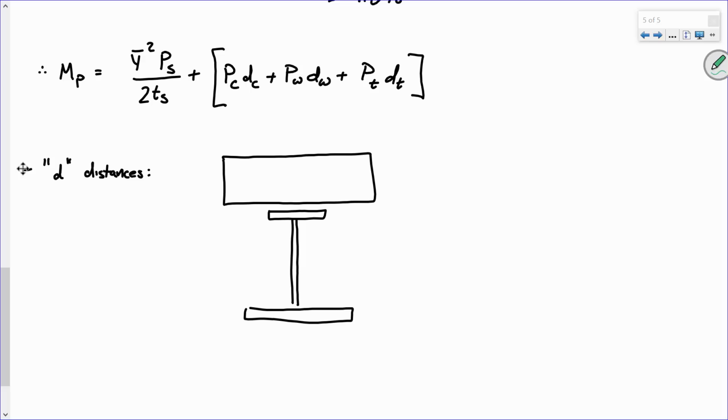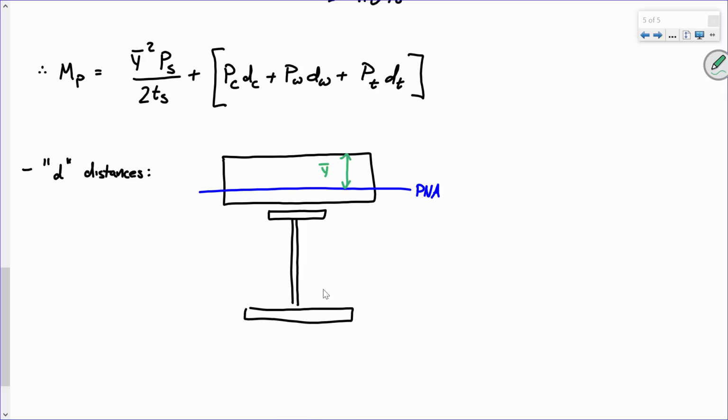Okay. Now, where was the P&A? In the slab. So the P&A is somewhere right here. Okay? This is the P&A. I propose to you that its exact location is Y bar from the top. Now, how did I get that?